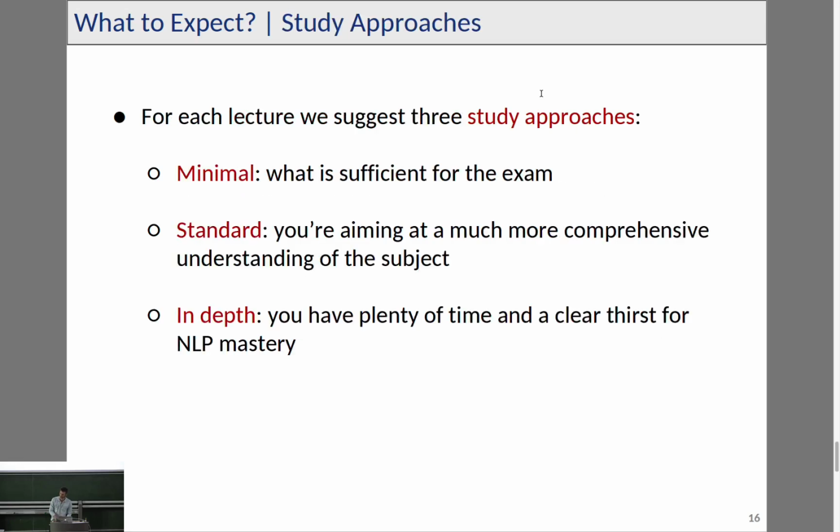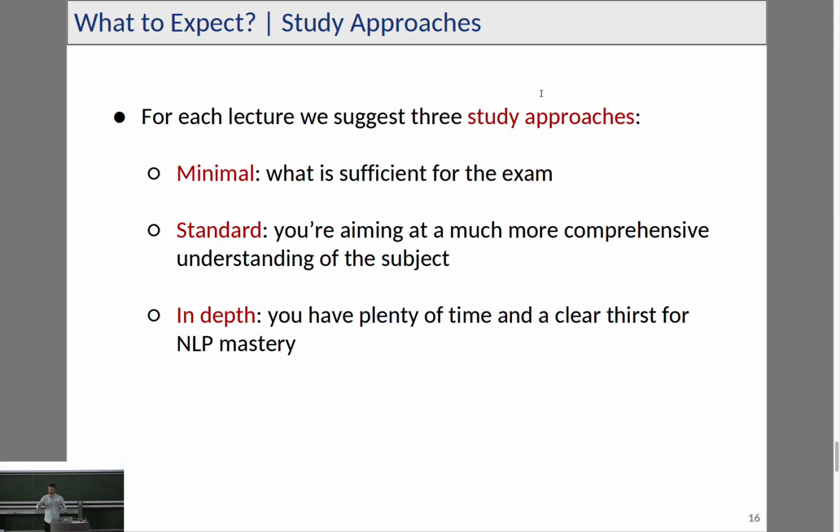Finally, inspired by the first NLP course, each lecture will have different levels at which you can study and learn. The first is the minimal. It definitely contains all the stuff that you need for the exam and to still come out of this course with a solid understanding.